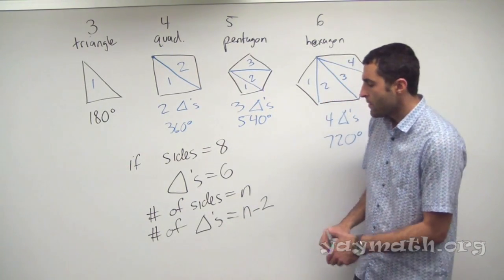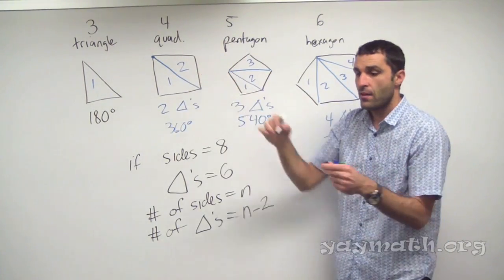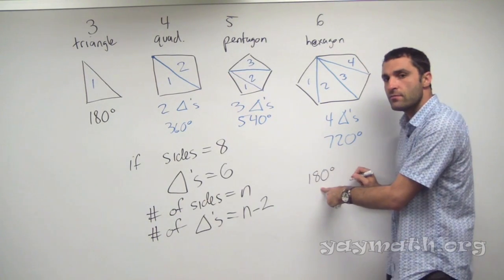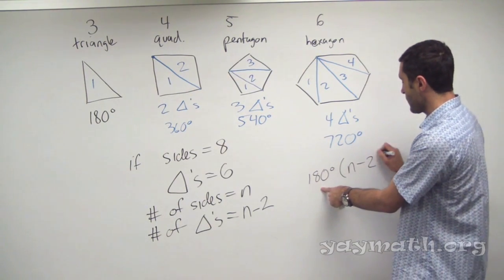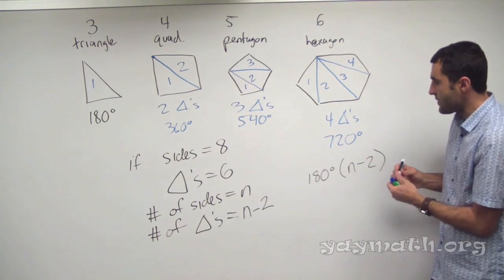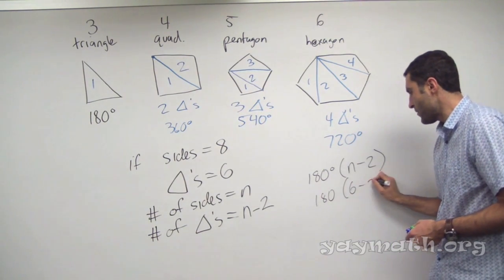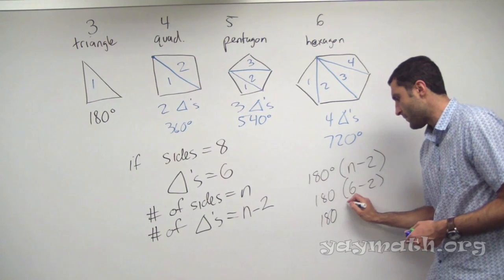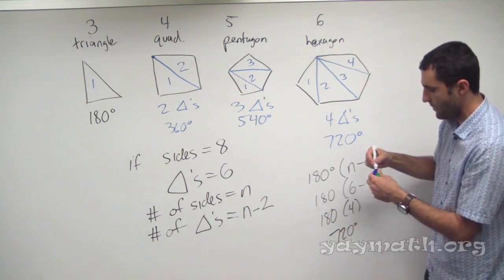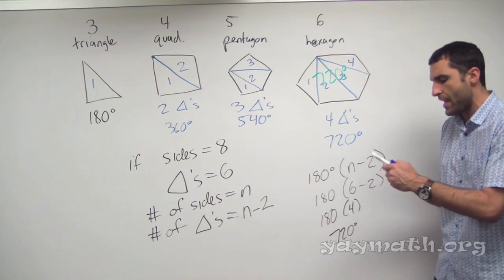So the number of degrees in any shape is automatically the degrees in a triangle times 2 less. See what's going on? If you have 6 sides, that'll be 180 times 6 minus 2. That's 180 times 4, which is 720 degrees. And this entire shape is 720 degrees. Okay, first exercise for you.